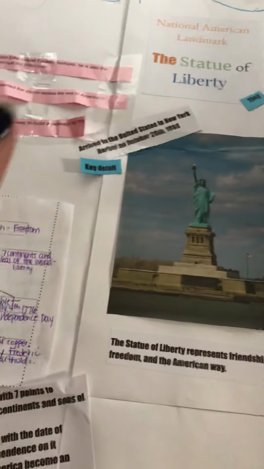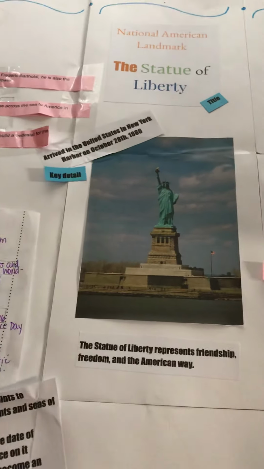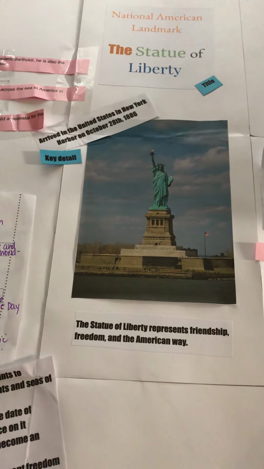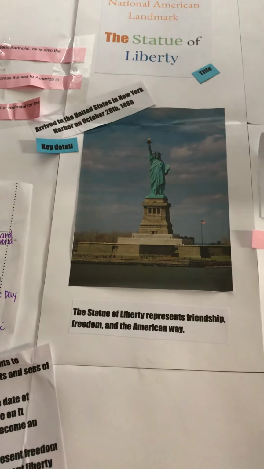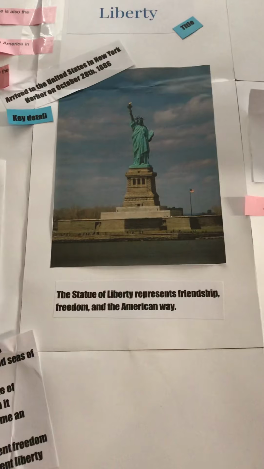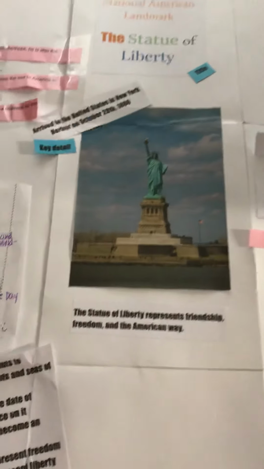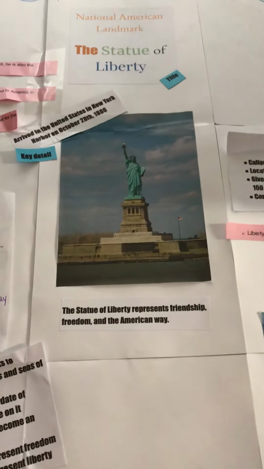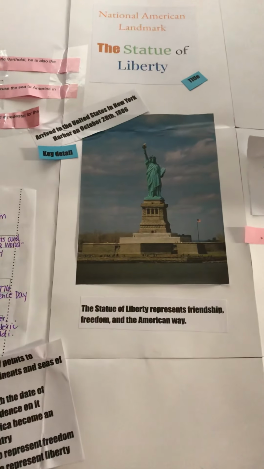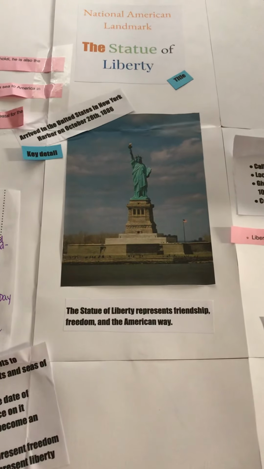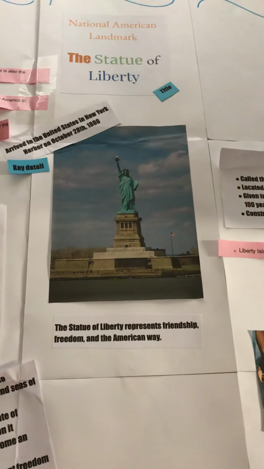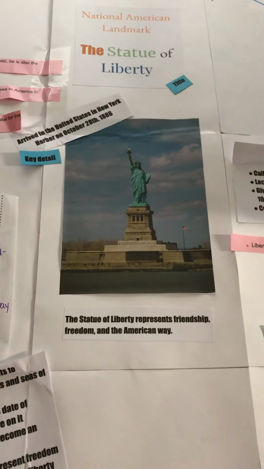So here I have my heading, key detail. And the first thing I have is arrived in the United States in New York Harbor on October 28, 1886. Then at the bottom, I've got the Statue of Liberty represents freedom, friendship, and the American way. So I've just added a couple of those pieces of information that I've gathered from lesson 1, just so that people could see what my takebacks were, and really just two of the most important pieces of information that we learned all week.